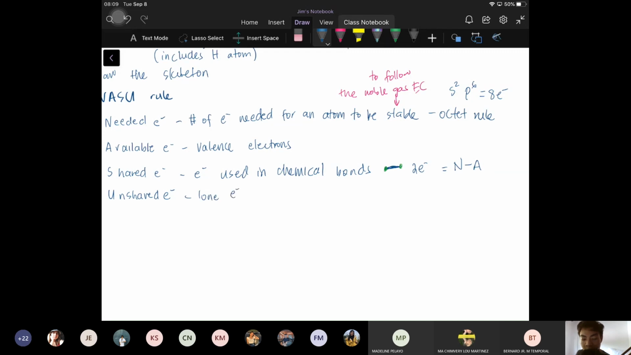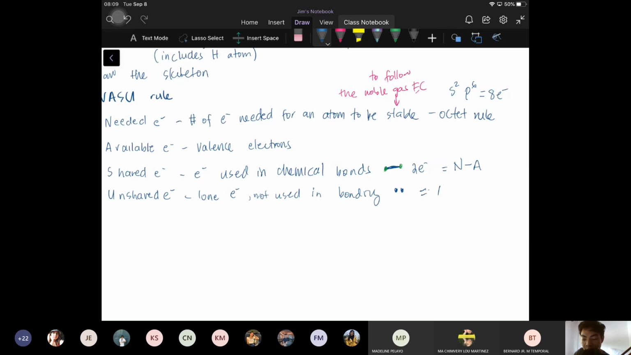When you say lone electrons, these are electrons that are not used in chemical bonding. Ibig sabihin, hindi sila ginagamit sa paggawa ng bonds. So, lone electrons, not used in bonding. So, sila yung nakikita natin as lone pair. Yung dalawang tuldok. 2 dots na siya. So, how do we know kung gaano karami yung unshared electrons?